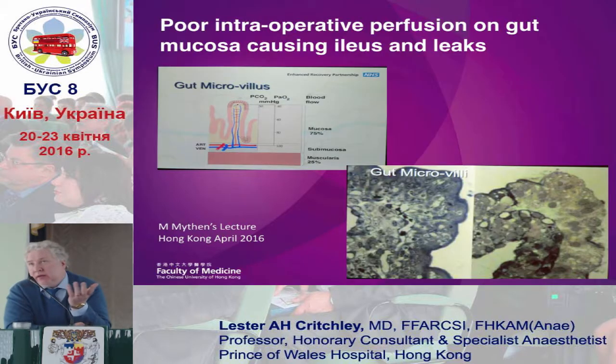To add to that, there's histological evidence that if you give too little fluid and too little oxygen, the cells of the gut mucosa die and you get ileus.